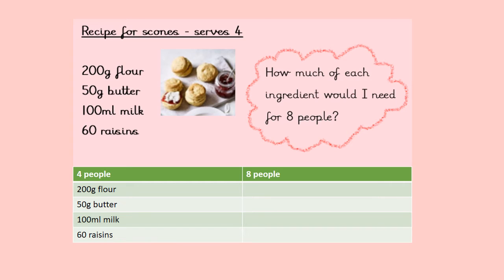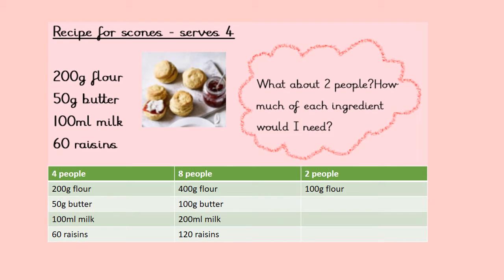So I've noticed that if I go from doing a recipe for 4 people to 8 people, then I multiply the number of people by 2. So I need to do the same for all of the ingredients. Pause the video and have a try at scaling up this recipe so that it is for 8 people. So you should have found that for 8 people, you'll need 400 grams of flour, 100 grams of butter, 200 millilitres of milk and 120 raisins.